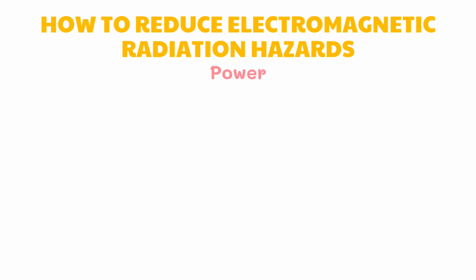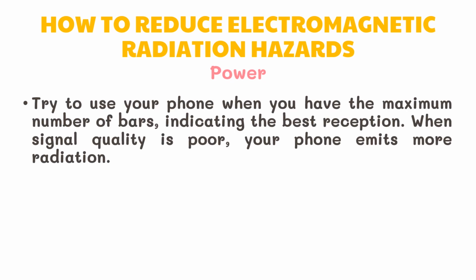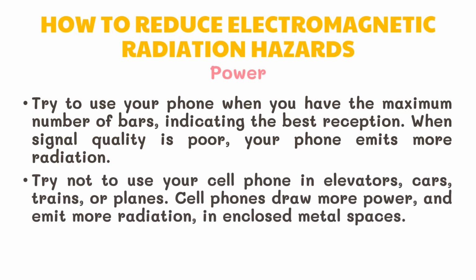In addition to time, distance, and shielding, let's include power and limit. Try to use your phone when you have the maximum number of bars, indicating the best reception. When signal quality is poor, your phone emits more radiation. Try not to use your cell phone in elevators, cars, trains, or planes. Cell phones draw more power and emit more radiation in enclosed metal spaces.